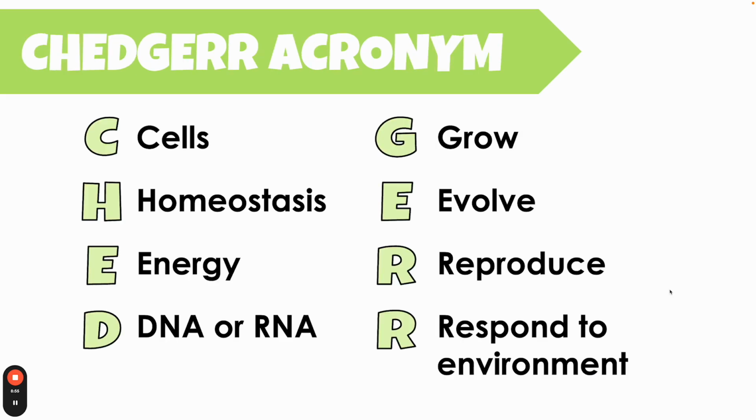So overall, that CHEDGERR acronym is what you see here. So make sure that you review this summary. So cells, homeostasis, energy, DNA or RNA. All living things grow, they evolve, they reproduce, and they respond to their environment. These are the 8 characteristics that all living things must have in order to be alive.